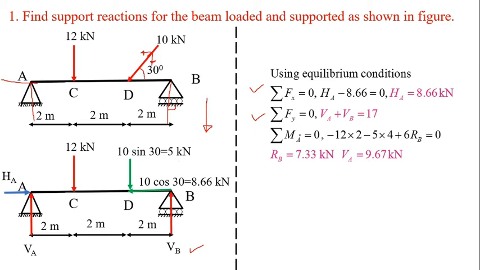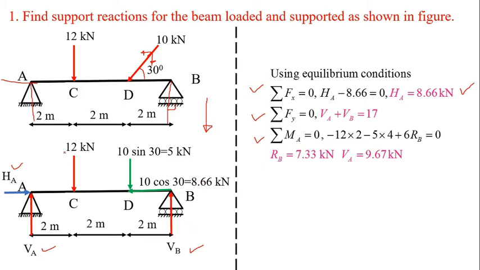And now, the problem is very easy. Apply the first condition of equilibrium. There are three unknowns HA, VA and VB, and we have three conditions: summation Fx is equal to 0, Fy is equal to 0 and summation M is equal to 0. So, summation Fx is equal to 0: HA to the right minus 8.66 is equal to 0 and therefore, HA is equal to 8.66 kilonewton. Summation Fy is equal to 0: plus VA minus 12 plus VB.